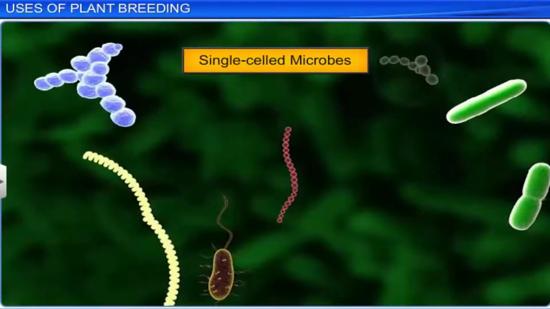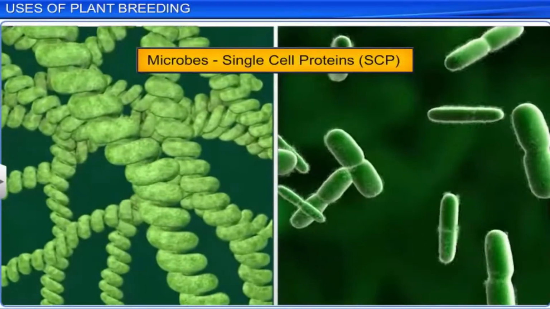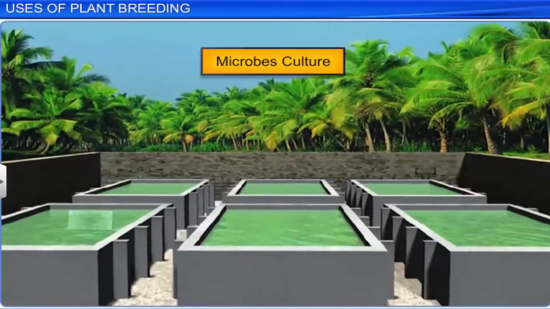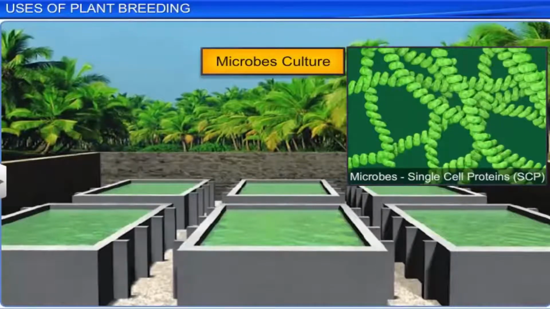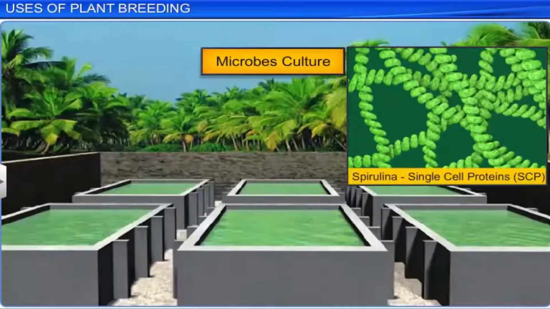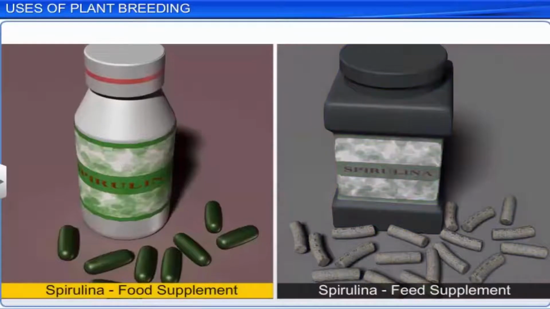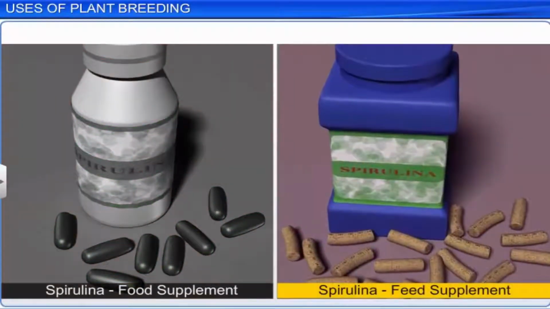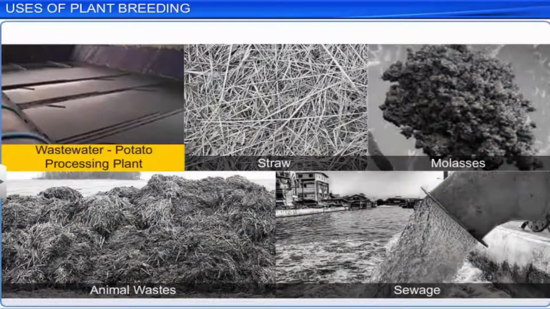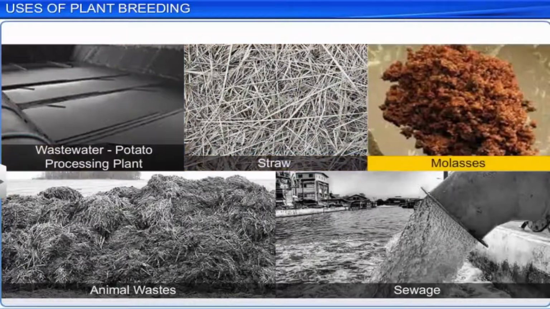food and feed supplement. These single-celled microbes are rich in proteins and are referred to as single-cell proteins or SCP. And so they are cultured to be used as a rich source of protein food. For example, spirulina, a blue-green algae, is cultured for its high protein and mineral content, and it is also a source of vitamins, carbohydrates, and fats. It is used as a food supplement for human beings and as a feed supplement for animals. Moreover, it helps reduce environmental pollution, as it can grow on wastewater from potato processing plants, straw, molasses, animal wastes, and sewage.